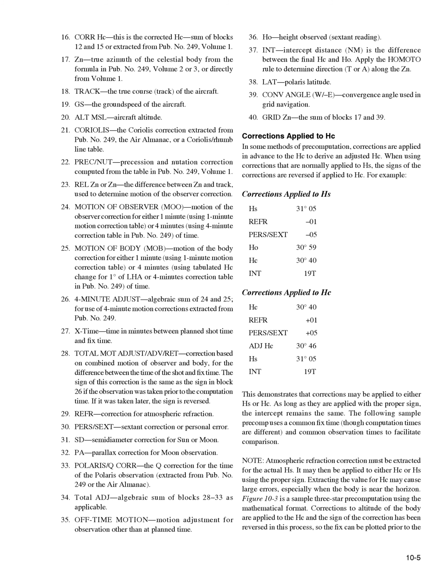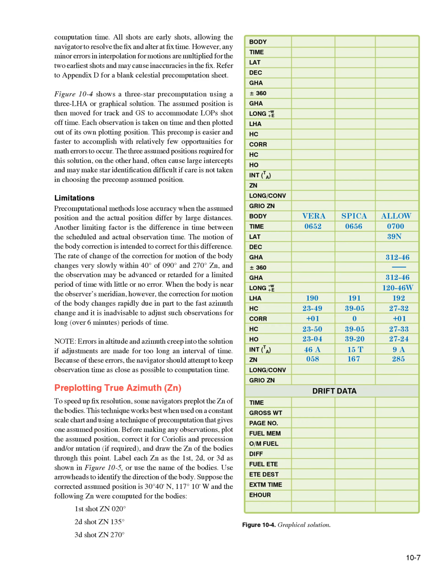Corrections to altitude of the body are applied to the HC and the sign of the correction has been reversed in this process, so the fix can be plotted prior to the computation time. All shots are early shots, allowing the navigator to resolve the fix and alter at a fixed time. However, any minor errors in interpolation for motions are multiplied for the 2 earliest shots and may cause inaccuracies in the fix. Refer to Appendix D for a blank celestial precomputation sheet.